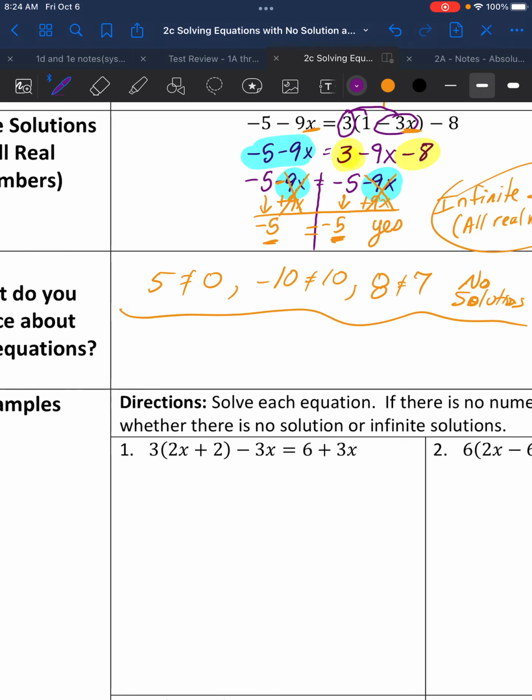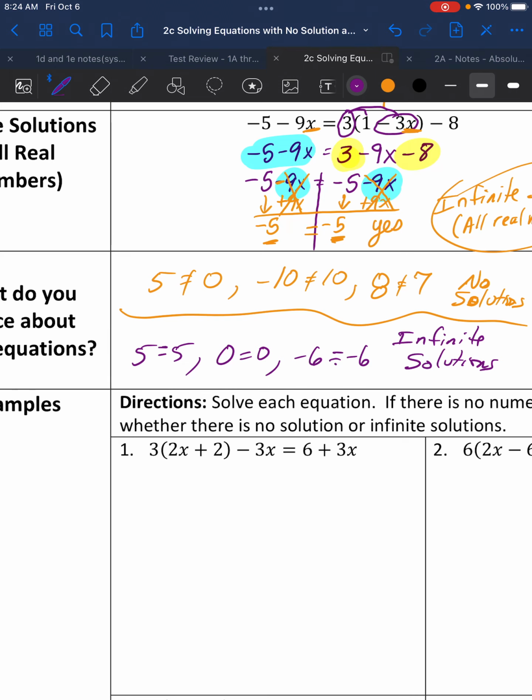If you get something like 5 equals 5, well, yeah, that makes sense. Or 0 equals 0, yeah, that makes sense. Negative 6 equals negative 6, yeah, that makes sense. Those all make sense always. So those are infinite solutions.